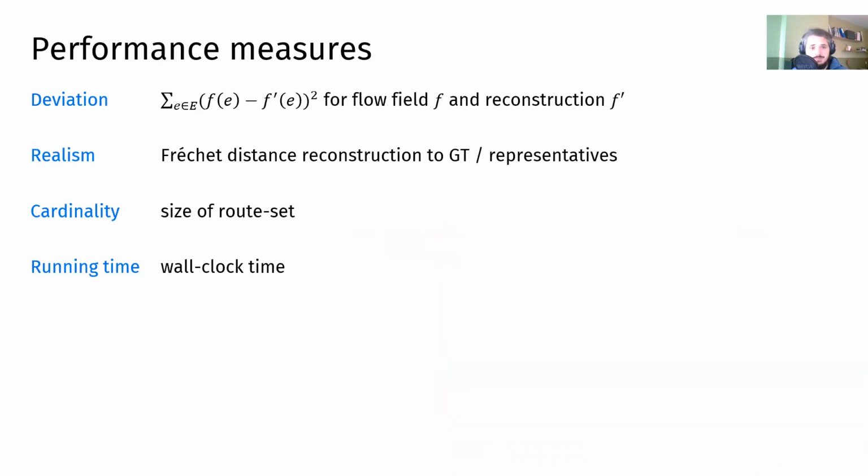So we're going to measure our performance using the following measures. So first of all, the deviation, which is simply how well do we explain the checkpoint data. Then the realism, which says something of how close we are to our representatives. And then the cardinality and the running time of our reconstructed routes.